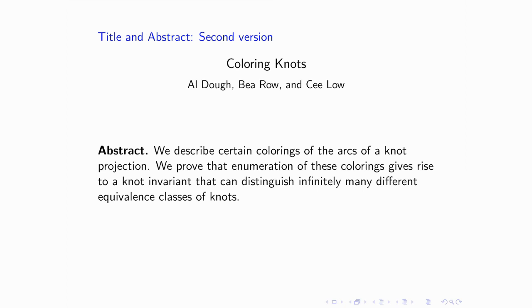The abstract, first of all, doesn't say anything, and what it does say is wrong. It's not that enumeration of these colorings gives rise to a knot invariant. Really? If you could already enumerate the colorings. We'll see in the body of the paper that you count the number of different proper 3-colorings, and that number is a knot invariant. Oh, it is in fact the enumeration of them, the number of them. So I guess maybe it's a misuse of the word enumeration.